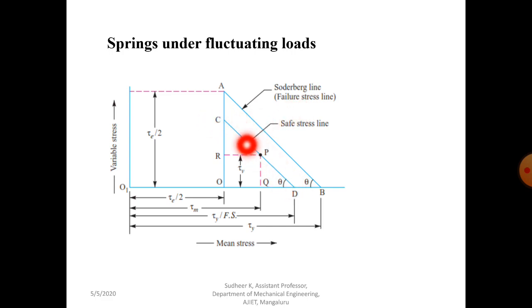If you exceed this, there will be failure of the spring. That's why CD acts as a safe line, or we call it the design line. We have to design only in this region, that is line CD. A and B are nothing but failure points. If you cross this region, the failure of the spring takes place. So that is about the Soderberg equation. That can be used in the design of spring when subjected to fluctuating stress.